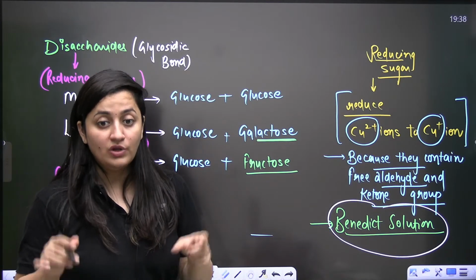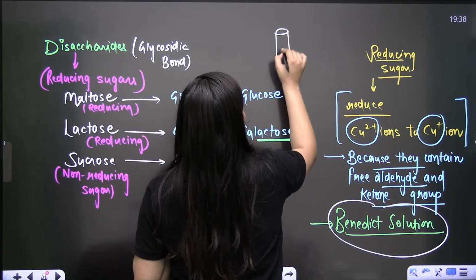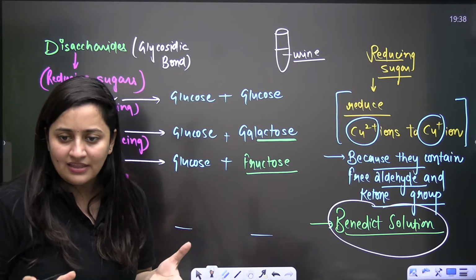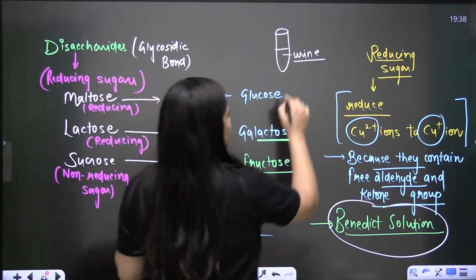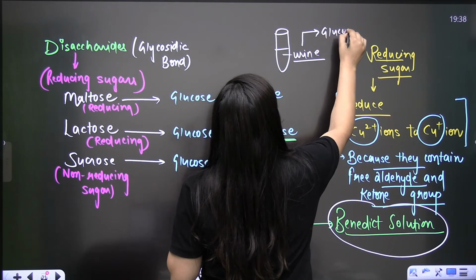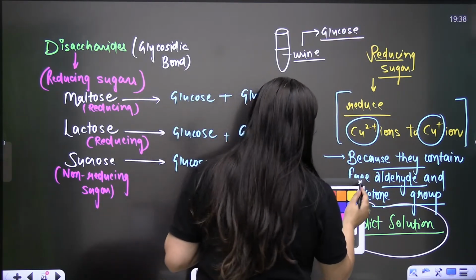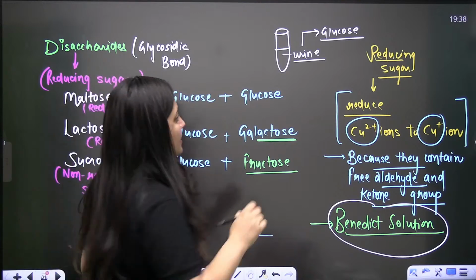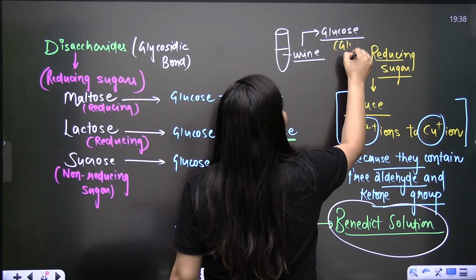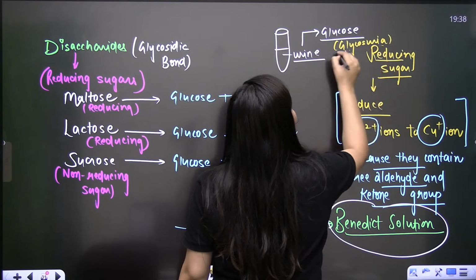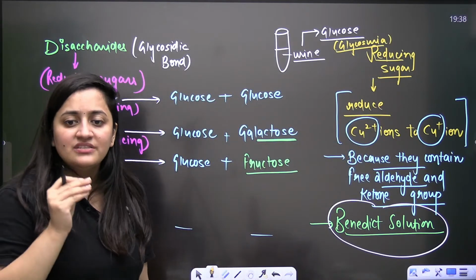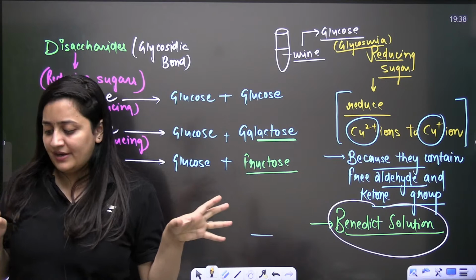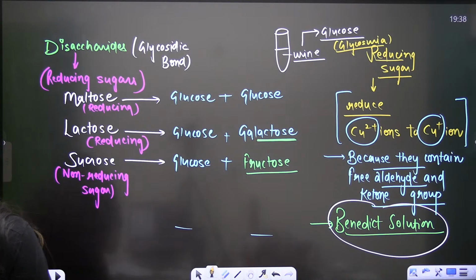And moreover, you know the urine test is also there in the lab, like the blood test. So you know that the presence of glucose in urine is not normal, because it is indicating diabetes, it is indicating glycosuria, right? It is indicating diabetes mellitus. The presence of glucose in urine is glycosuria. So how do we check it? We check it with the help of this Benedict solution.